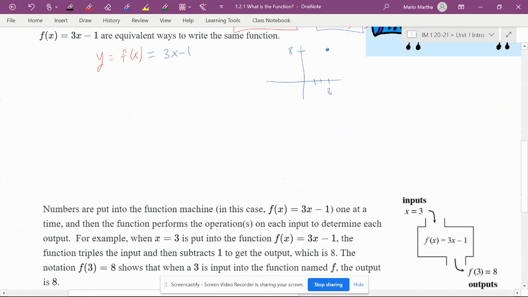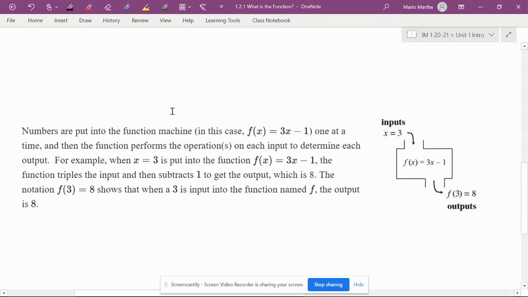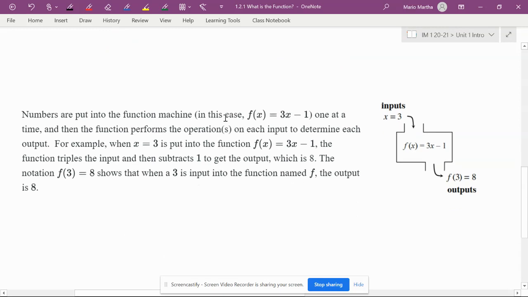All right. So keeping the same function, numbers are put into the function machine, in this case f of x equals 3x minus 1, one at a time. So this is processing one thing at a time. You're not putting two numbers in at the same time. You're only putting one number in. Then the function performs the operations on each input to determine the output.